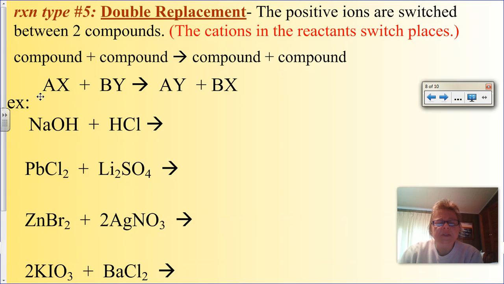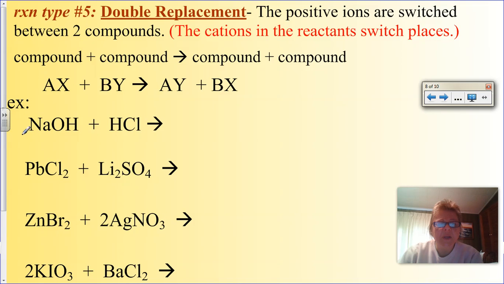So here is the general formula. We have AX plus BY, and you'll notice that the A swaps places with the B. Now A is bonded with Y, and B will take the place of A, and it will be bonded with the X. So take a look at our first example here.